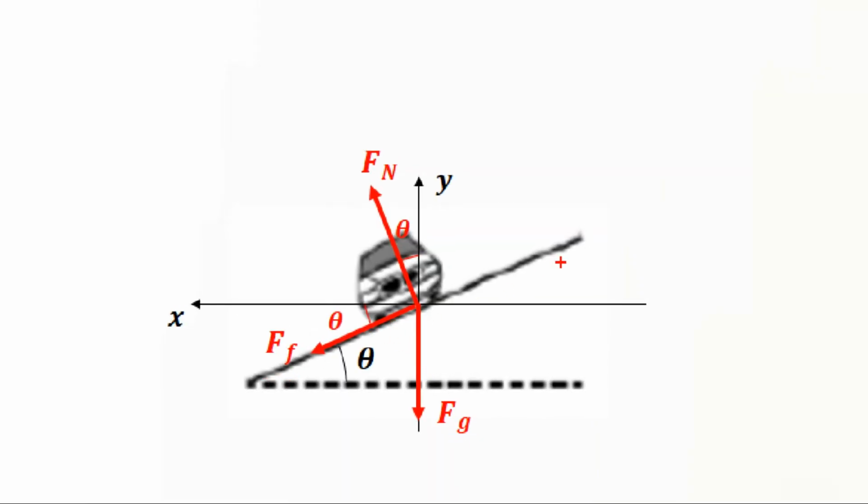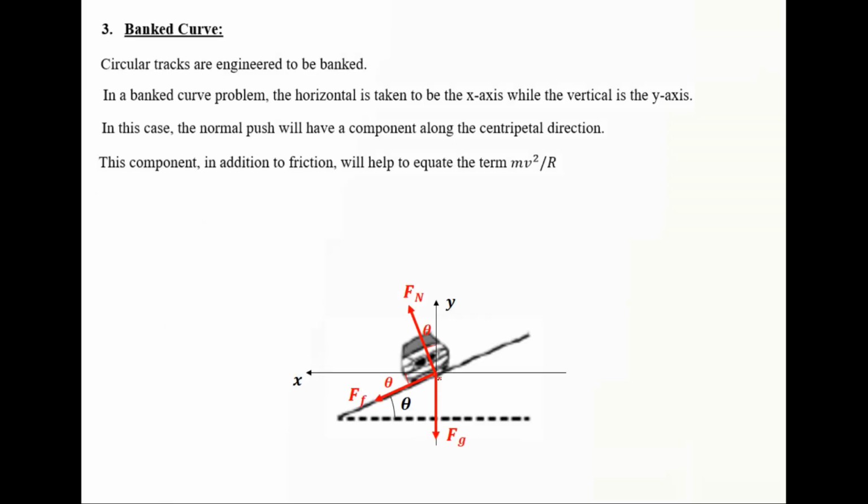If the circular path is not banked, friction would be the only force responsible for keeping the car along the circular track, which is being equated by mv square over r. But now, if the circular track is banked, notice that the normal push in this case will have a component toward the center direction, which is the x direction. So that would definitely help the friction in order to maintain contact and not to slip off the road. Note that for a motion along a ramp, the x-axis is taken to be along the ramp, and here we're taking the x-axis to be the horizontal.